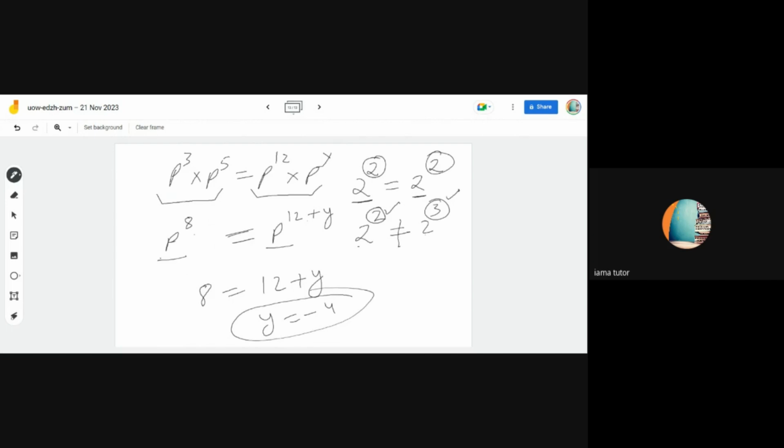Reciprocal we have already done. Reciprocal means you are just flipping the numbers. So this is the basic understanding of indices. What we have learned today is all the laws of indices. We have also seen some of the important questions which came in some of the past papers.